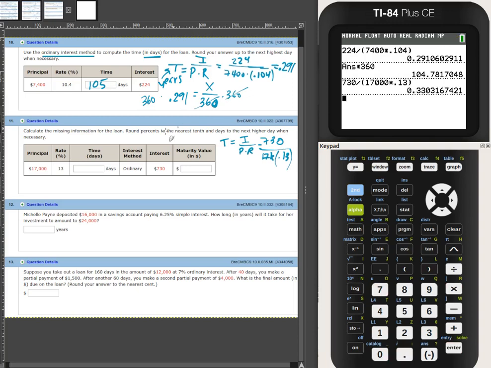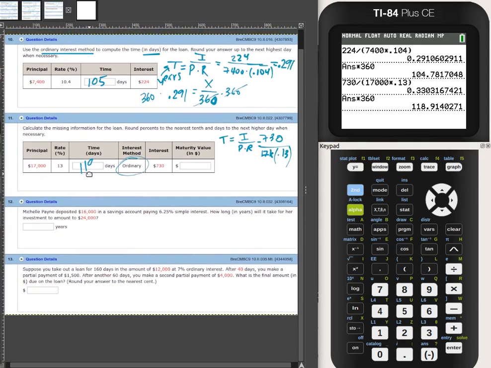That will go 0.3303. We just saw, though, since we're using the ordinary interest method, we will take this many years, which is 0.33, and multiply by 360 days per year because it's the ordinary method. We will get a number of days, which if we round this one up, is 119 days.